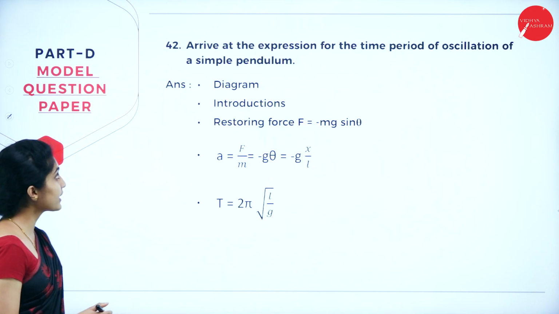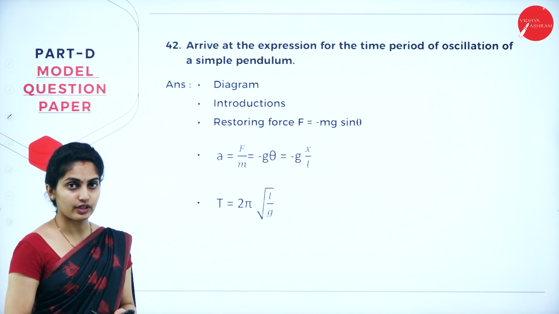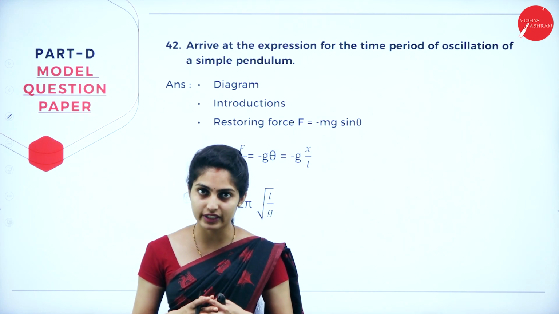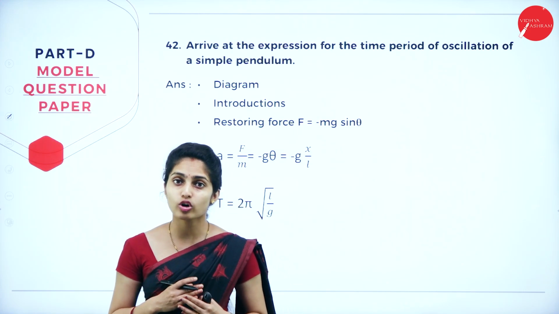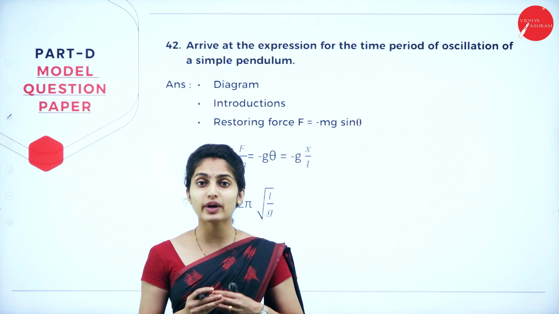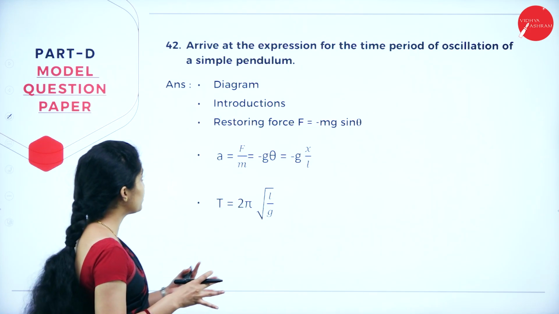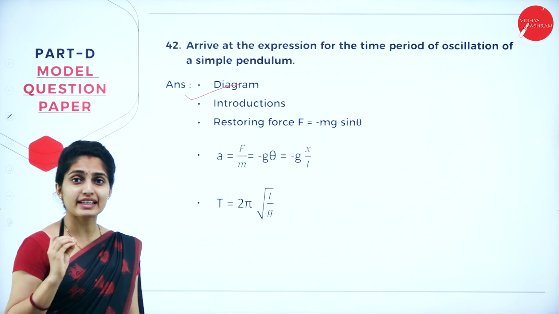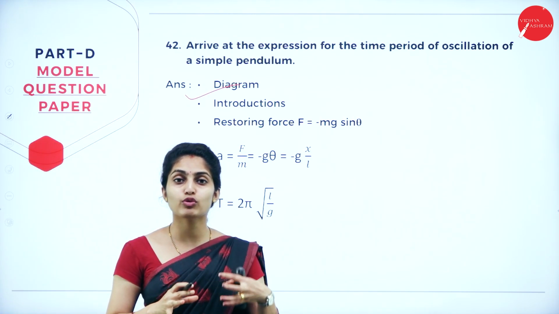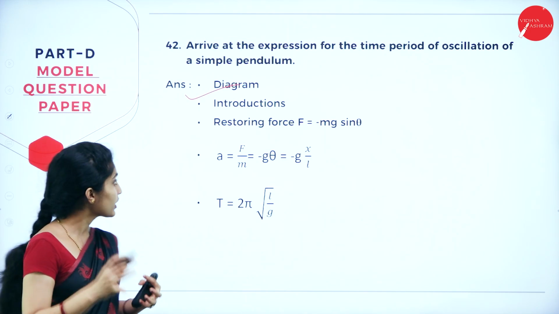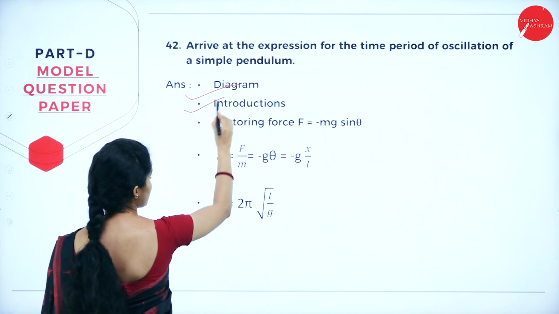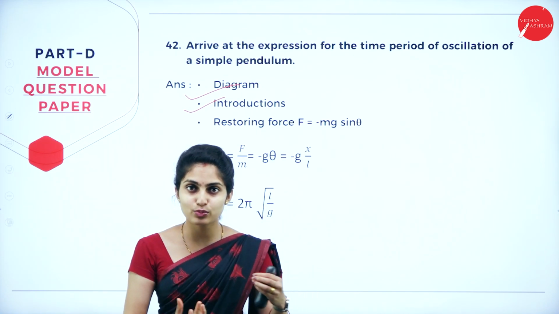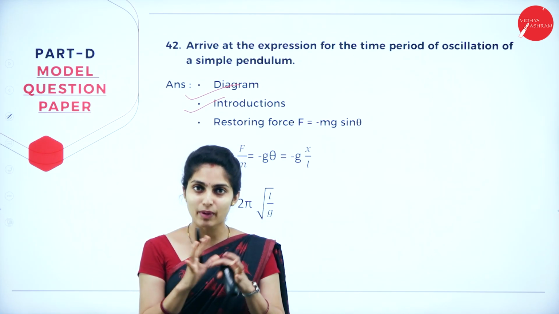Okay, so these are the things. Next question is arrive at the expression for the time period of oscillation. This is from the chapter Oscillations. So here we have to arrive at certain expressions. How do we do that? First of all, we will have to draw the diagram and neatly label what theta is, how the force is exerted and all. After which comes the introduction: consider a bob with a string which is tied and it is made to move. All those things are the introductory part of the diagram.